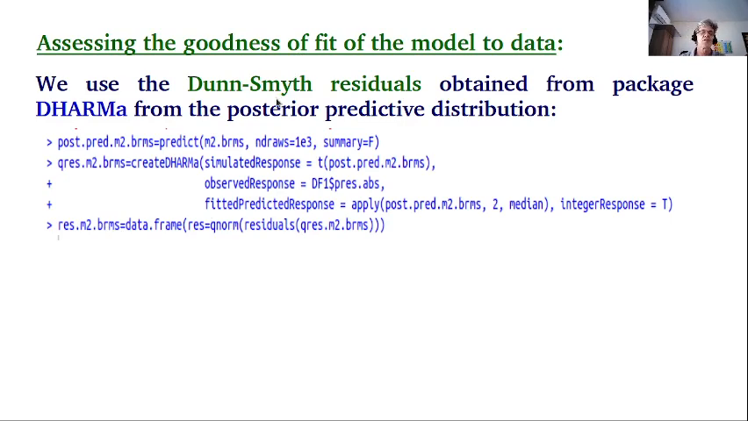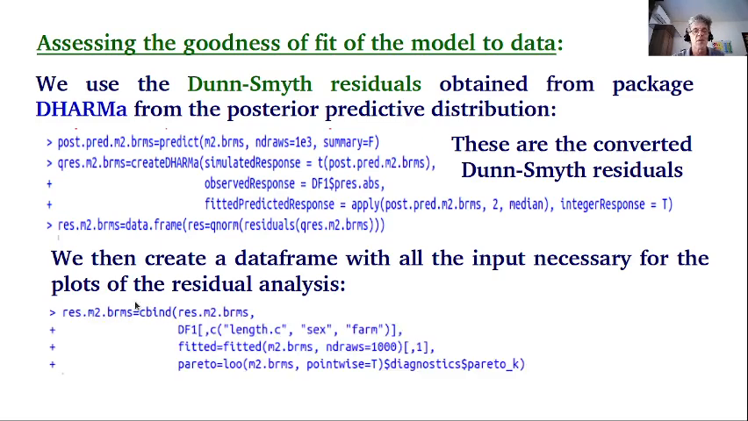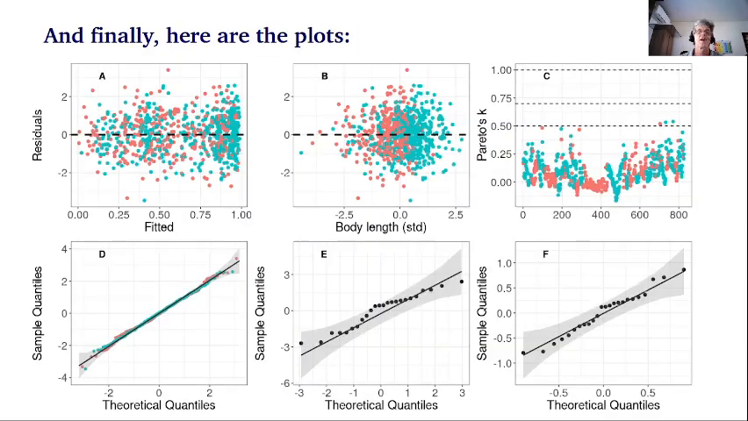So now what we do is create a data frame with all the necessary input to make the plots for the residual analysis, and this input includes the previous residuals, the explanatory variables, the fitted values, the average values of fitted values, and the Pareto K coefficients that are analogous to the Cook distances in that they indicate the importance of each point to the fitted posterior predictive distributions of all model parameters. With this, we obtain the plots, and here are the plots.